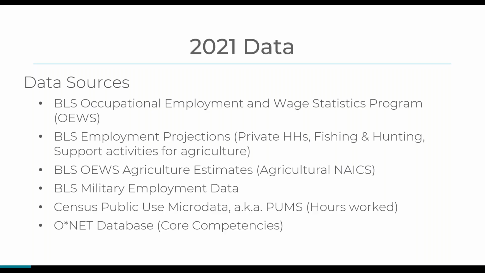BLS also provides a separate product to cover occupations in the agricultural industries. It is a bit lagged, so we do some projecting on that to bring it into current day and apply to our ratio production process. And then it also provides a military employment data set, and we utilize that to produce estimates for the occupations within our military industries. We also use the Census Public Use Microdata, known as PUMS, and that provides our source of hours worked by occupation. And finally, we also use the O*NET database, and that updates annually. It is what provides our core competencies data.